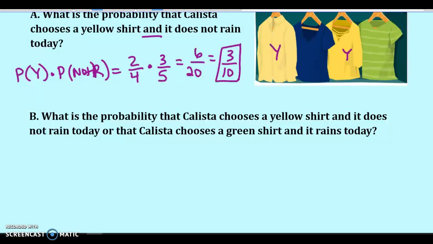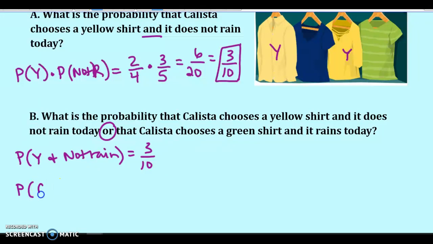What is the probability that Callista chooses a yellow shirt and it does not rain today, or that Callista chooses a green shirt and it rains today? So this one takes a little bit more analyzing. We are looking at the probability of Callista chooses a yellow shirt and it does not rain. Well, we calculated that above, that's 3/10. Or we're looking at what are the chances she chooses a green shirt and it rains today.